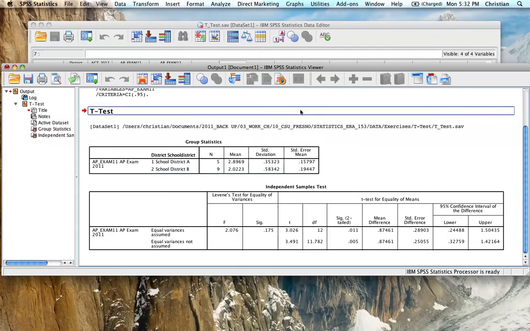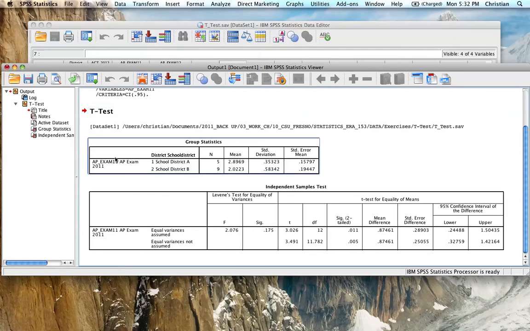Okay, we see first the group statistics, the output of the t-test, the AP exam from 2011 for school district A, that's the group 1. See the sample size n is 5, the mean is 2.8969, and the standard deviation is 0.35. The standard error of the mean is 0.15. Then for school district B, the value 2, we have a sample size of 9, a mean of 2, and a standard deviation of 0.58, with the standard error of the mean of 0.94.